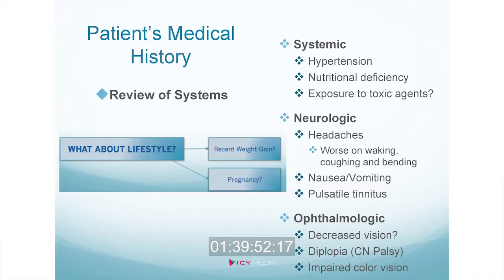What about the ophthalmologic questions? Does the patient have decreased vision? Okay, papilledema in itself doesn't usually cause decreased vision, but the patient may report some type of visual obscuration. Do they have diplopia from a cranial nerve palsy? Is there entrapment from elevation of the nerve tissue? Is there impaired color vision? Again, with papilledema, the color vision is usually normal. Okay, so these could help us steer the exam in the right direction.